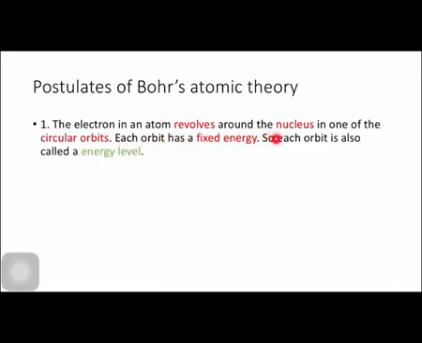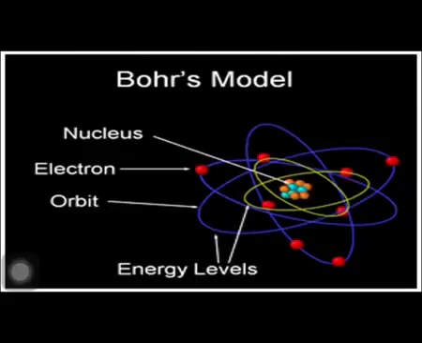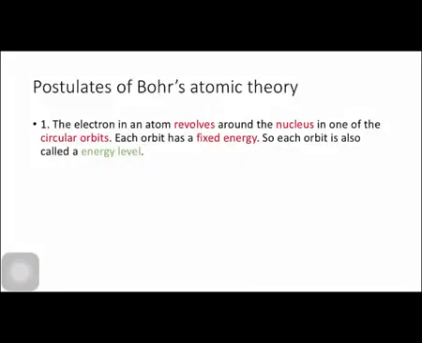According to the first postulate, the electron in an atom revolves around the nucleus in one of the circular orbits. Each orbit has a fixed energy, so each orbit is also called an energy level. To understand this statement, just look at this diagram of an atom. Here in the center the nucleus is present, and around the nucleus electrons are revolving in circular paths, and these circular paths are called orbits. Each orbit has a fixed energy, so they are also called energy levels.